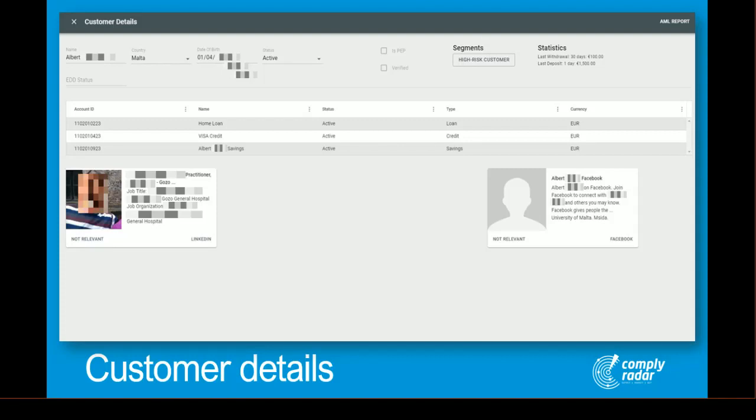Then I move into another screen, and from this screen I would have, for example, a history of all the suspicious transactions I had about this particular client, right? And over there you're seeing segments, so I'm seeing under which segment this system placed him. In this case he was under high risk customer, right? I have statistics from his past transactions, and those two boxes you see below are information that was automatically scraped from the internet. For example, in this case, we have his LinkedIn profile.